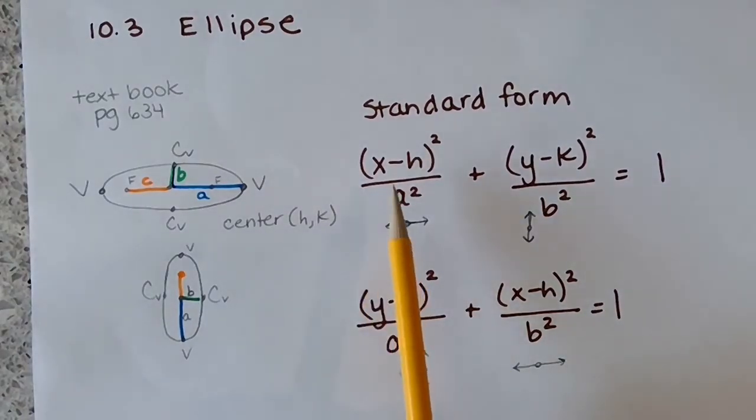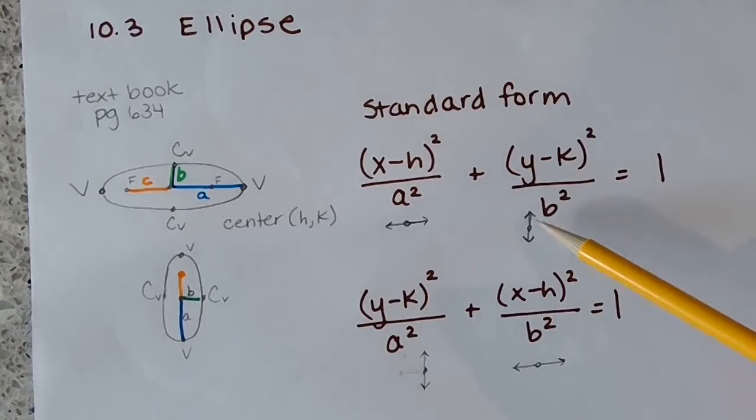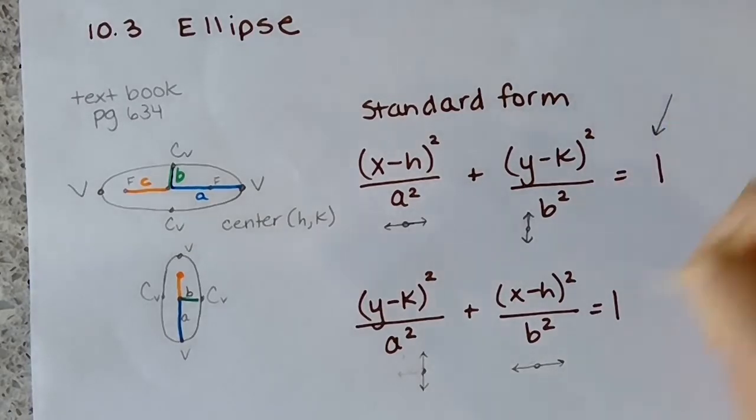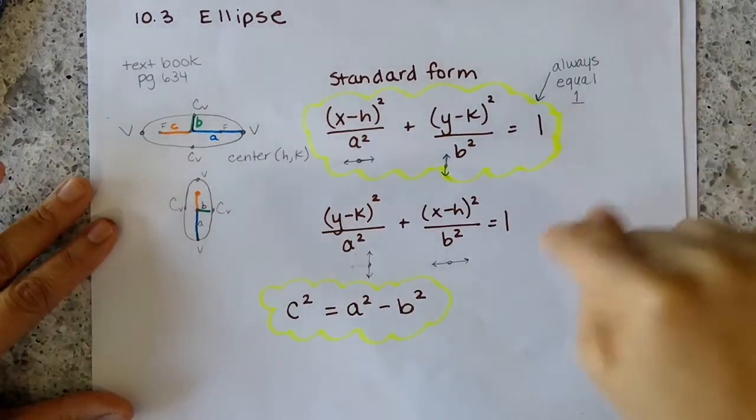So again, you can look at this. The number under the X tells you how much you move horizontally. The number under the Y tells you how much you move vertically from the center. Another really important thing to note is that always, always, always this will equal 1. So again, both of these always equal 1.